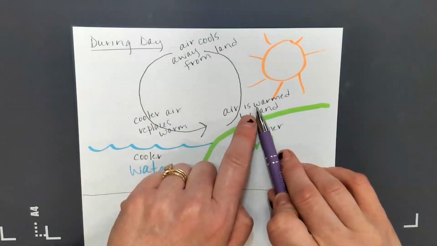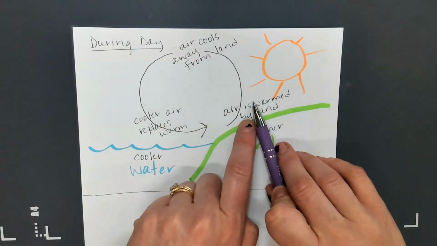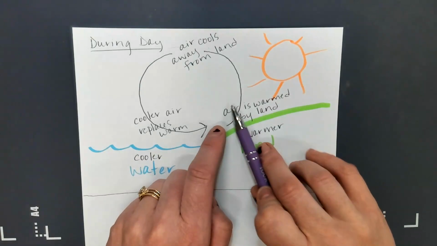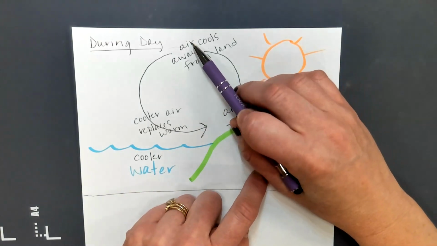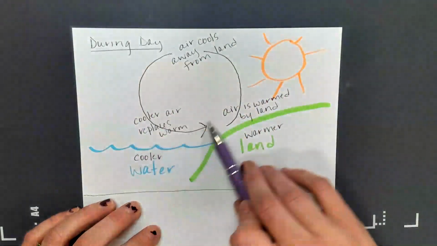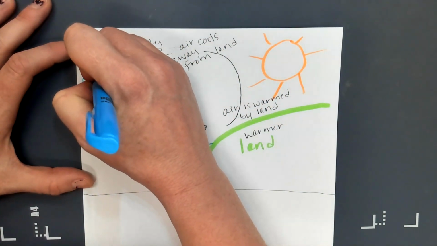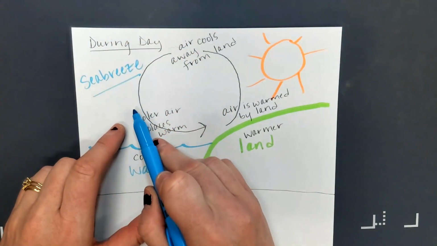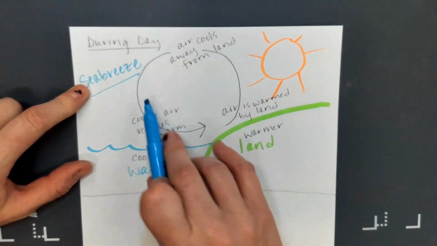Because once this cooler air gets above this warm land, what's going to happen to it? It's going to warm up. Warm air does what? Rises. What happens when it gets away from the land? It's cool, so it sinks, and it just keeps going in a cycle. You see how that works? This is called a sea breeze, because the wind is coming from the sea. It's coming from the sea or water source, but it's coming that direction.